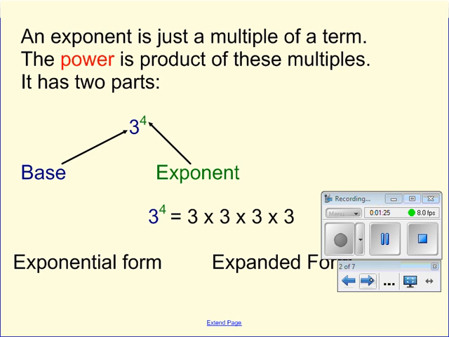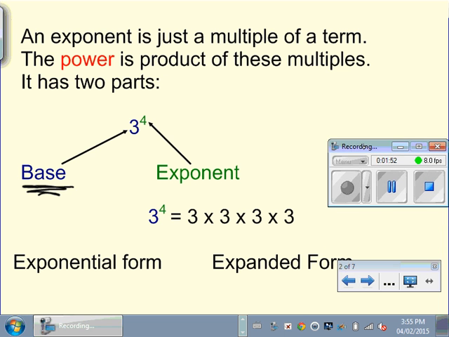An exponent is just a multiple of a term. The power is the product of these multiples. It has 2 parts. I have my base right here. So in this case, my base is 3. And I also have the exponent, or power. In this case, it's 4. So this is telling me that 3 to the 4th is actually 3 times 3 times 3 times 3, or 3 times itself 4 times.